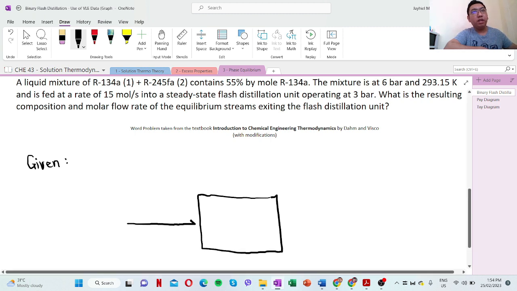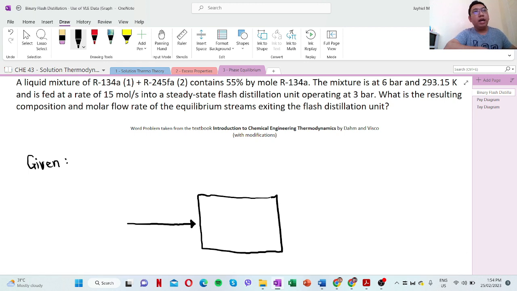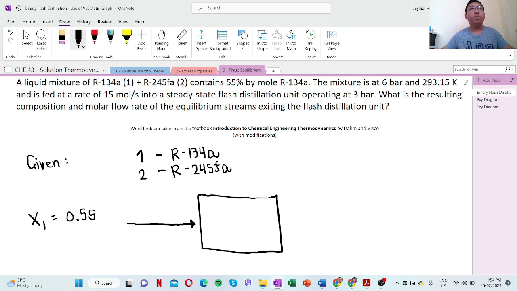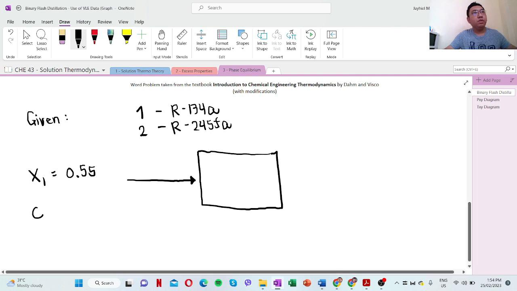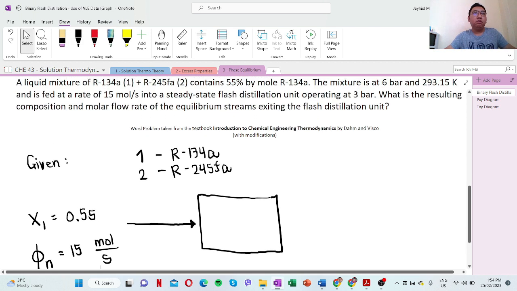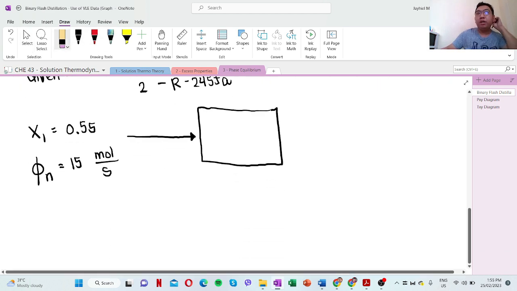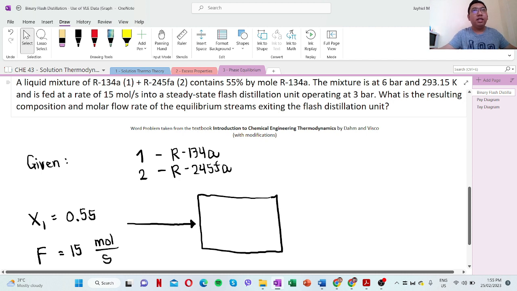Okay, the given information are the following. We have a liquid mixture. The X1, or the liquid mole fraction, is 0.55. Basically, component 1 is the R134A refrigerant, and the second species is R245FA. That is the second component in the mixture. The flow rate is 15 moles per second. I will be using the letter F instead. Feed. Okay, it's better.